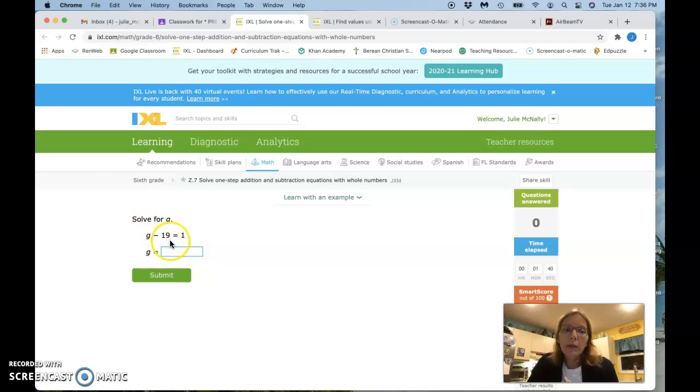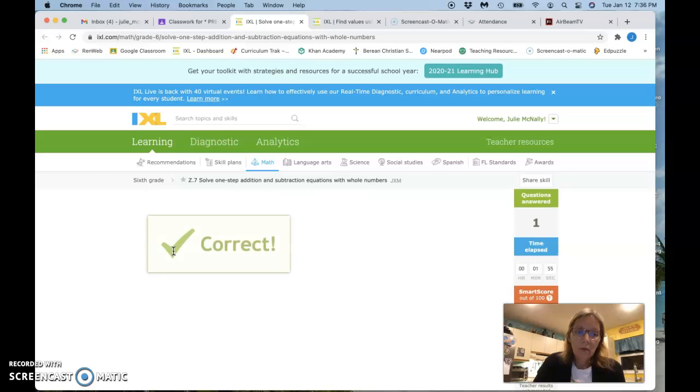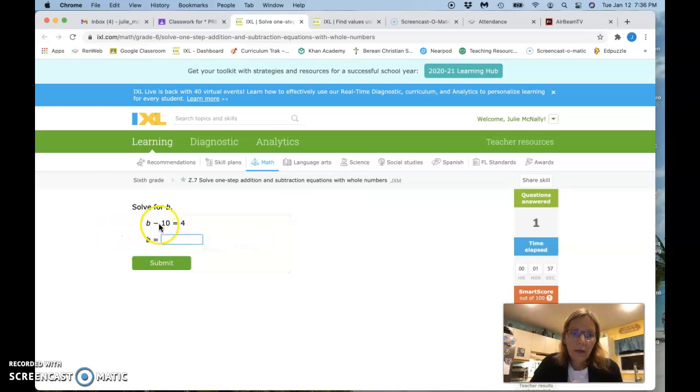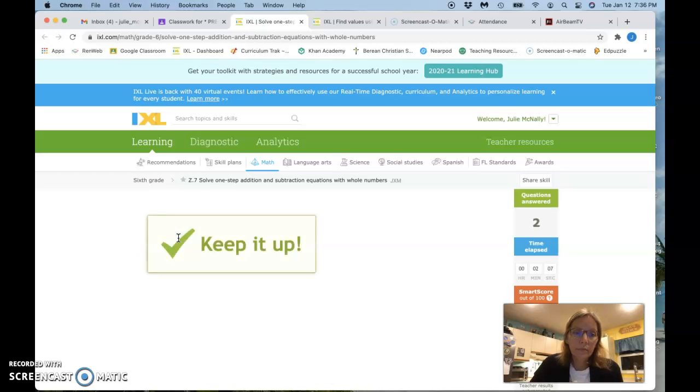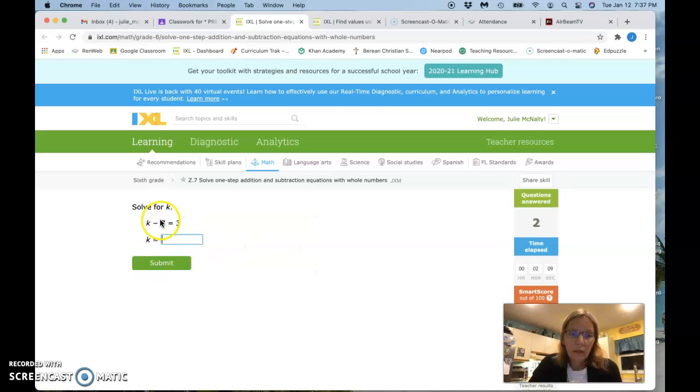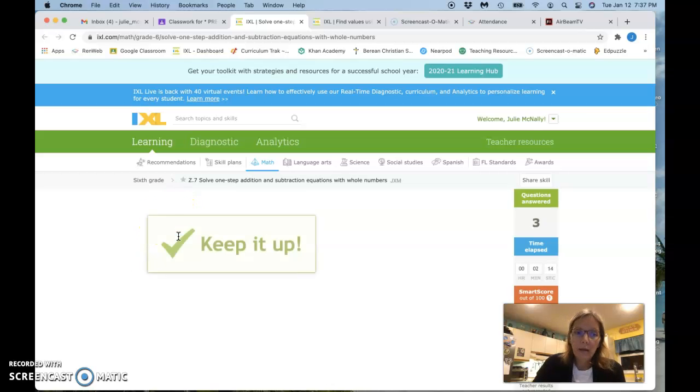So on this one, g minus 19 equals 1. So I see 19 is being subtracted. I'm going to do the opposite, which is add 19 to both sides. 19 plus 1 is going to equal 20. All right, again, 10 is being subtracted, so do the opposite. 4 plus 10 is going to be 14. And then we're going to add 7 also, so 3 plus 7 is 10.